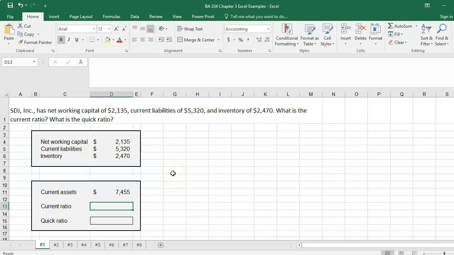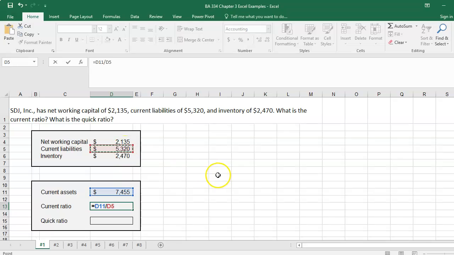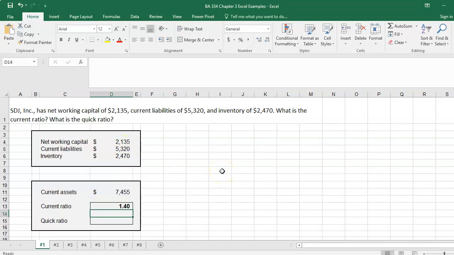Our current ratio then is current assets divided by current liabilities. So we take current assets and we divide by current liabilities. We have a current ratio of 1.4. This means that our current assets are higher than our current liabilities. If we had a negative net working capital, or our current liabilities were higher than our current assets, our current ratio would be below 1. What the current ratio tells us is if we have enough current assets available to us to cover our current liabilities for the upcoming year.